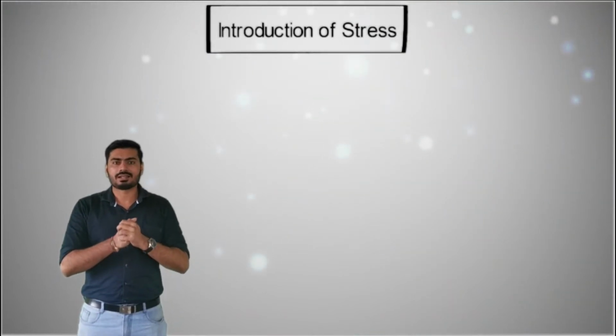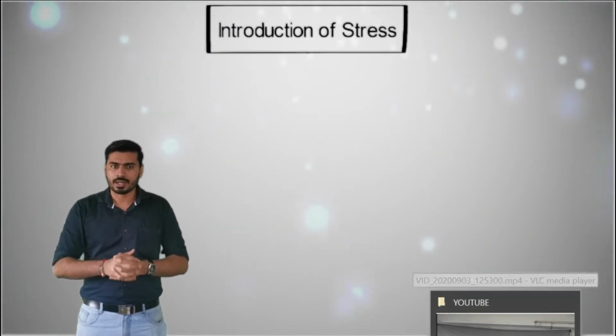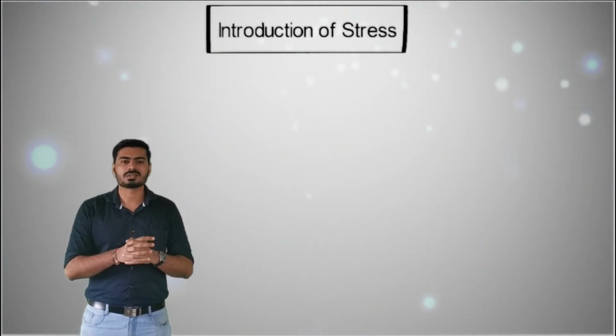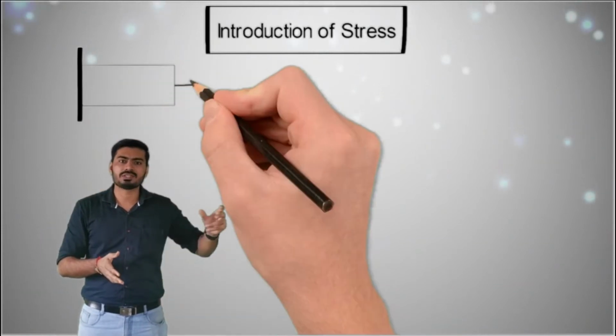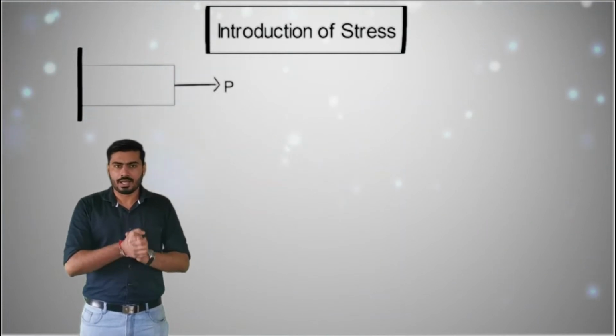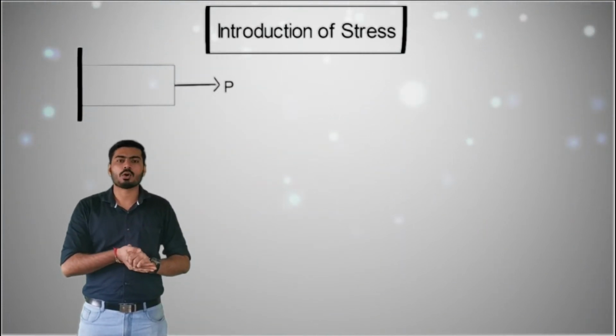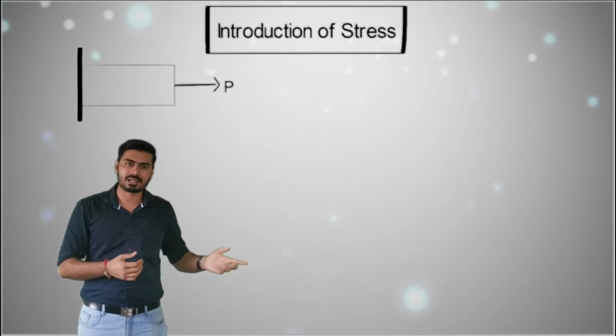First of all, let us define stress with a particular example. For example, we have considered a body which is fixed at one end and which is subjected to an externally applied force P. As you can see, the force is applied horizontally, and it can be represented in this diagram like this.